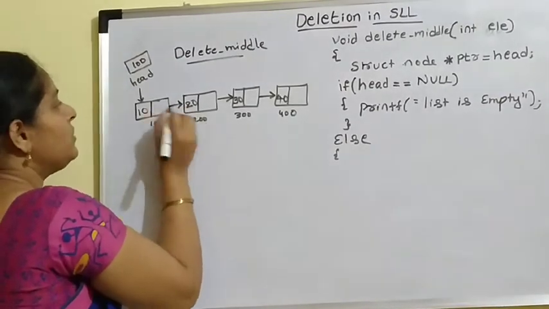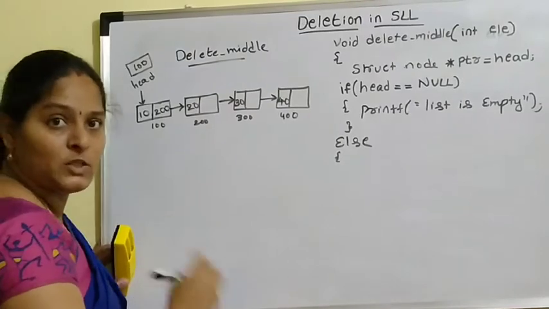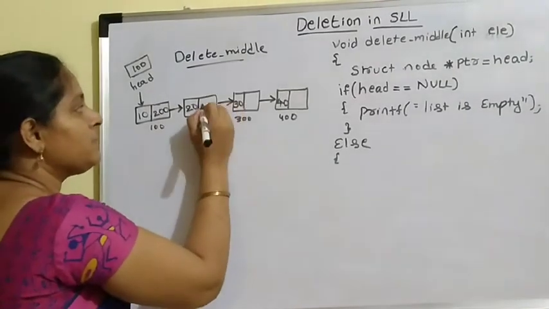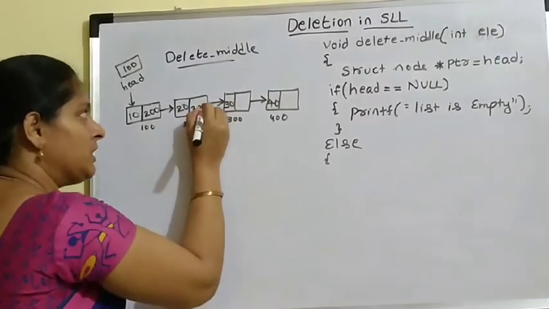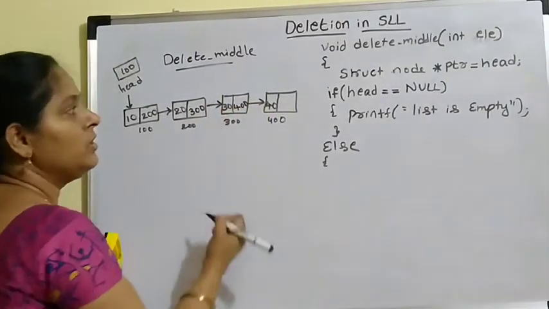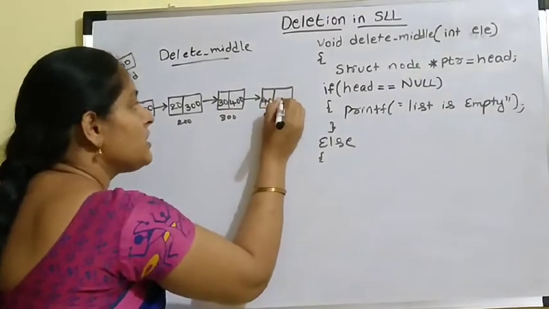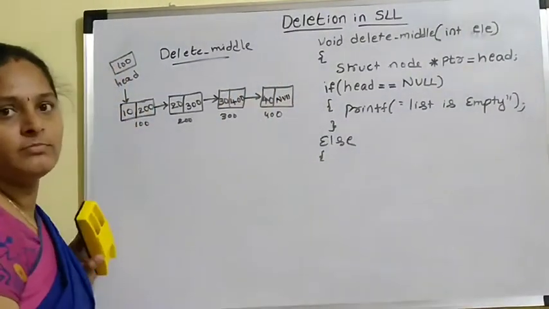The first node's next part contains the address of the second node. The second node's next part contains the address of the third node. The third node's next part contains the address of the fourth node. And the fourth node is the last node in our list, so the last node's next field is null.